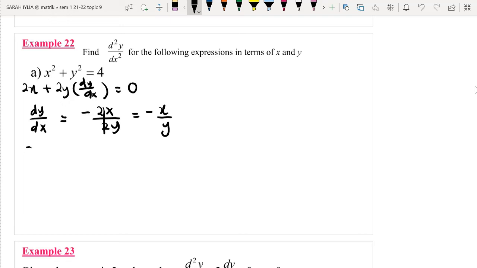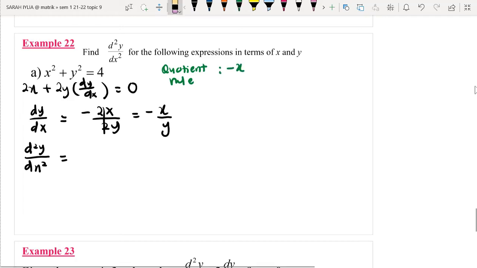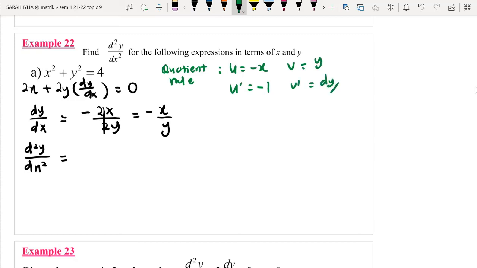So, d squared y over dx squared equal to, a division of two different functions, so we have to use the quotient rule. Don't suddenly forget the rule there. So, in the quotient rule, the numerator would be our u. I'll write here, I take the negative up top. U is negative x, so u prime should be negative 1. V in this case is y, so v prime should be dy over dx.